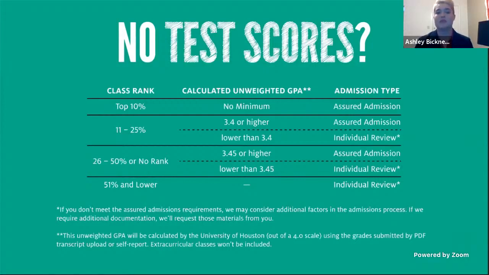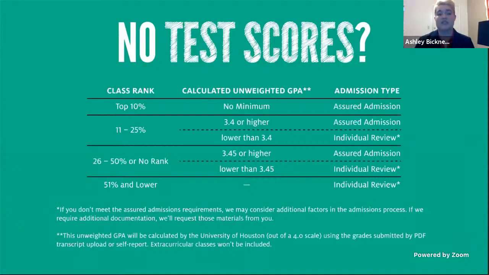If you're in the top 10%, there will still be no minimum. You're automatically admissible to the University of Houston. If you're in the 11 to 25%, as long as you have a 3.4 or higher, you're guaranteed admission. If you have lower than that, you're going to go into an individual review that's going to be a little bit more holistic in nature.